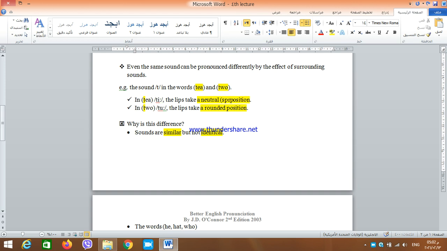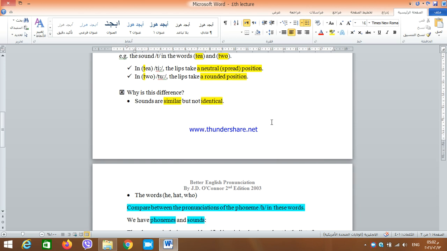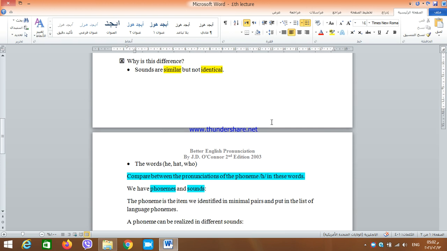Okay, it's a spread position. While in 2, the lips take a rounded position, just like a circle. So why is this difference? Sounds are similar but not identical.